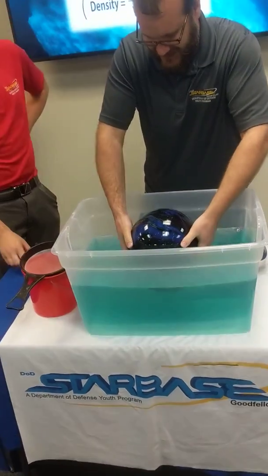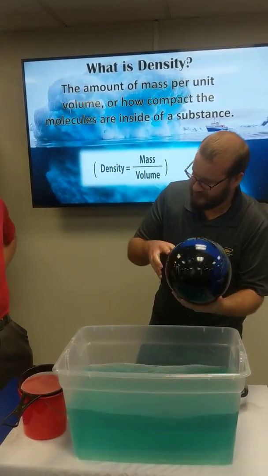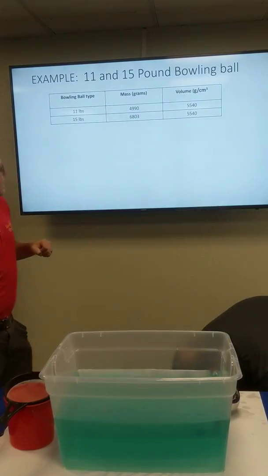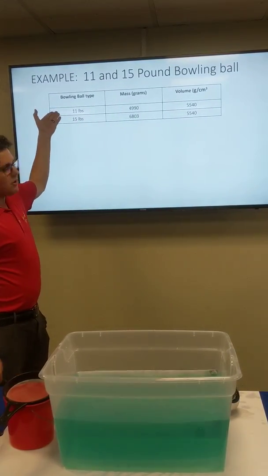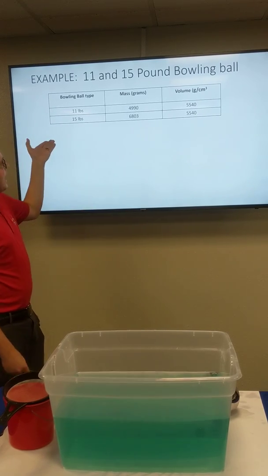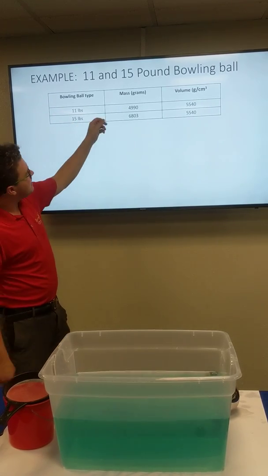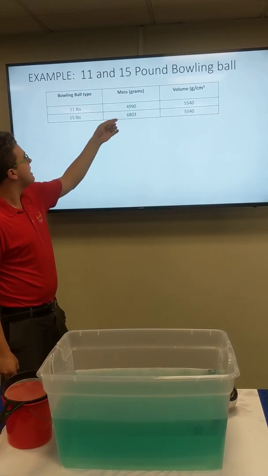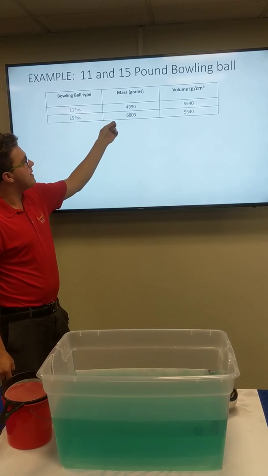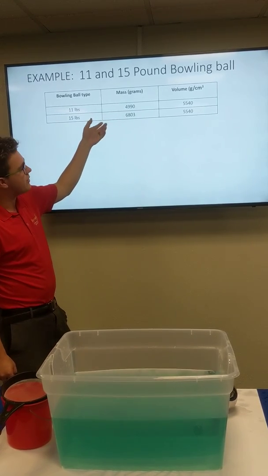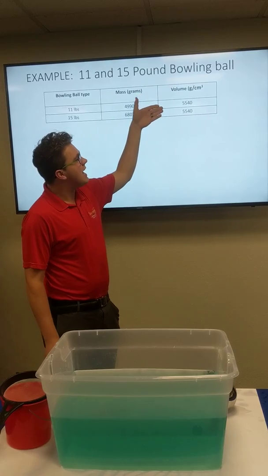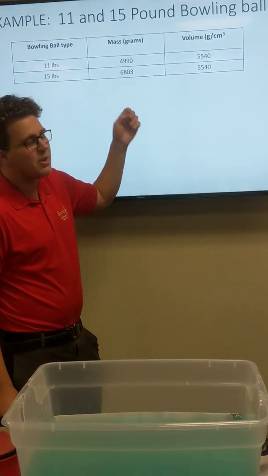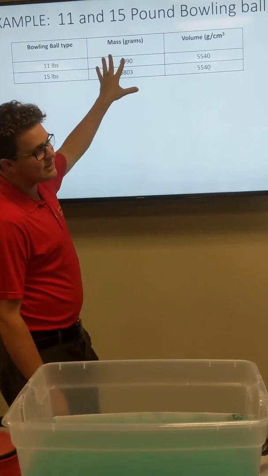Well, let's take a look into the density of these two bowling balls, and maybe, just maybe, we'll find our answer there. So, I'll go ahead and tell you, we have an 11-pound bowling ball, that's the one Mr. Dilworth had, and I had a 15-pound bowling ball. An 11-pound bowling ball has a mass of 4,990 grams, and the 15-pound ball has a mass of 6,803 grams. Both of them have the exact same volume, 5,540 cubic centimeters.